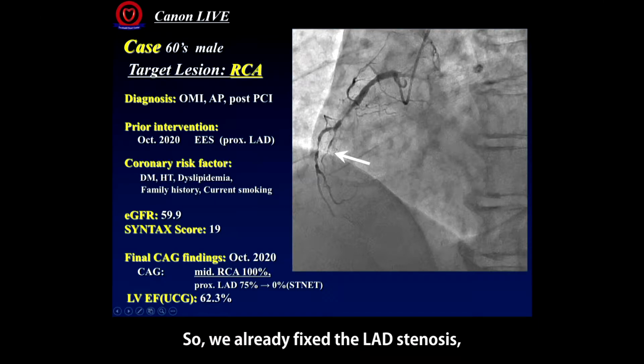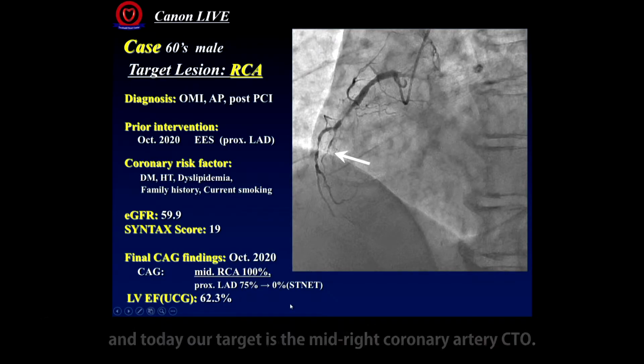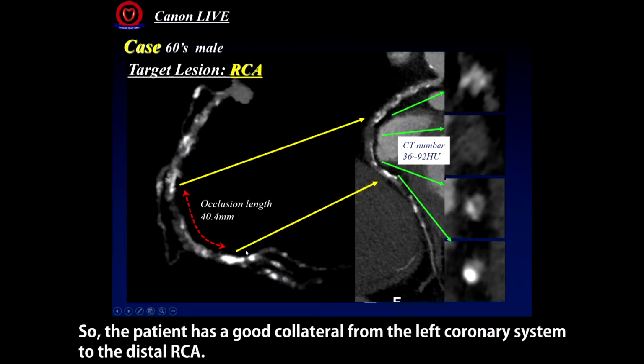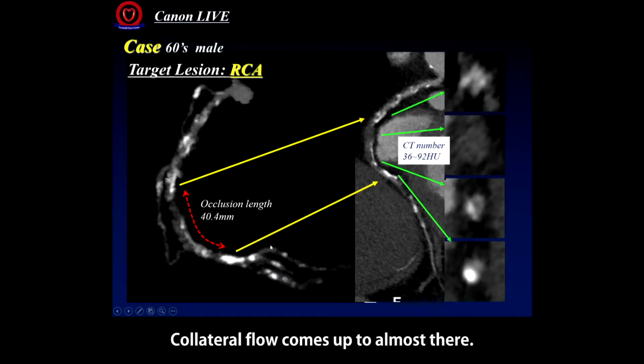So we already fixed the LAD stenosis, and today our target is the mid-right coronary artery CTO. This is the CT findings. The patient has good collateral from the left coronary system to the distal RCA. You can see the very big calcium before the bifurcation of the PD and AB branch. So collateral flow comes up to almost there.